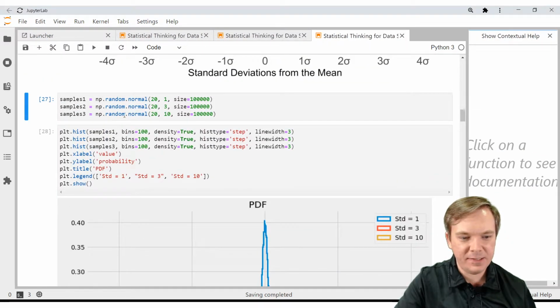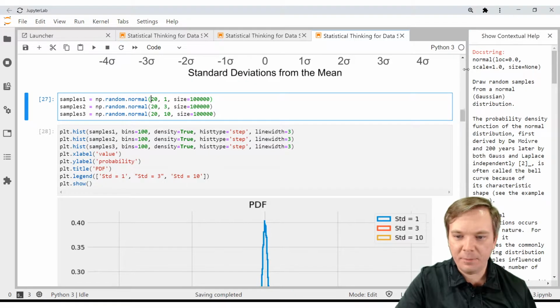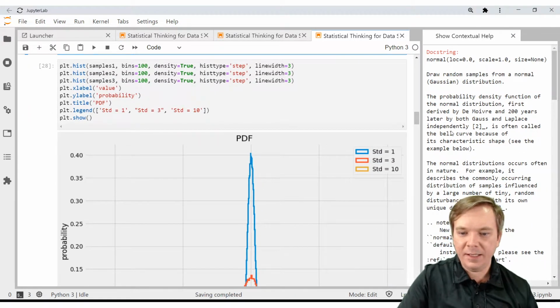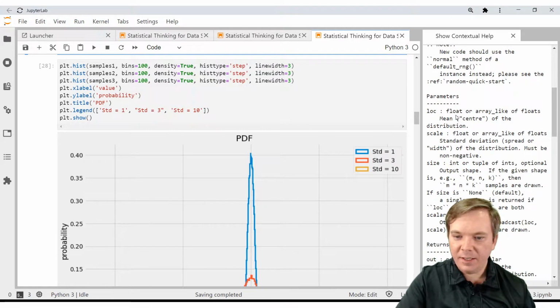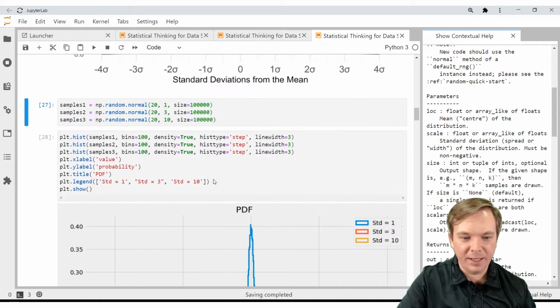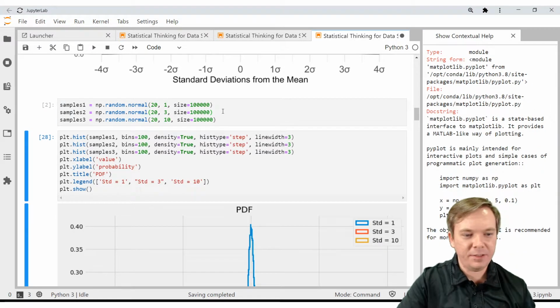And again, I should show you what the documentation is for this. We can see that the first number is the location, which is the center, the mean, okay? Then these are the standard deviations, and then this is our sample size. So we'll just go ahead and do that.